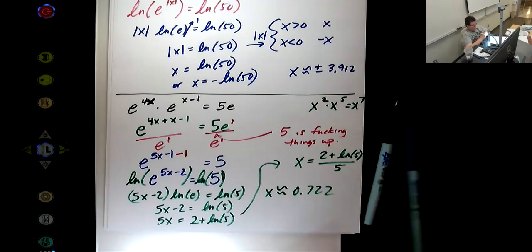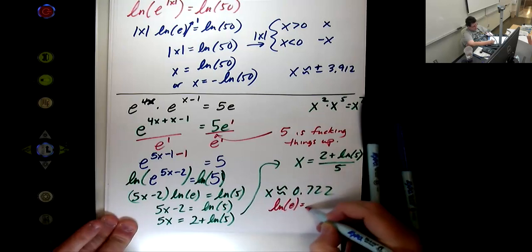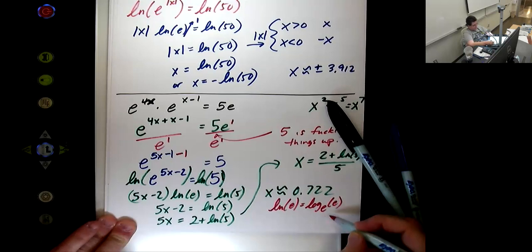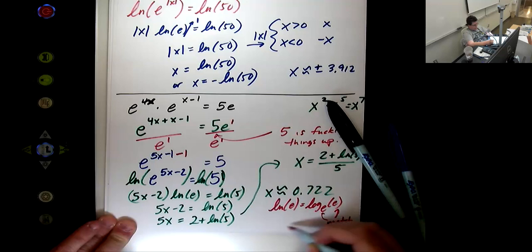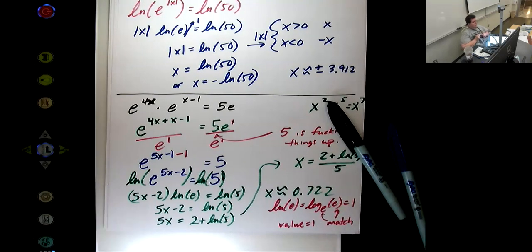Natural log of e equals 1 because it means log base e of e. And anytime these match, the value is 1. So that's what's happening there. And that's why we chose natural logarithm. If I chose log base 10, it doesn't equal 1, and then it's going to change the number some.